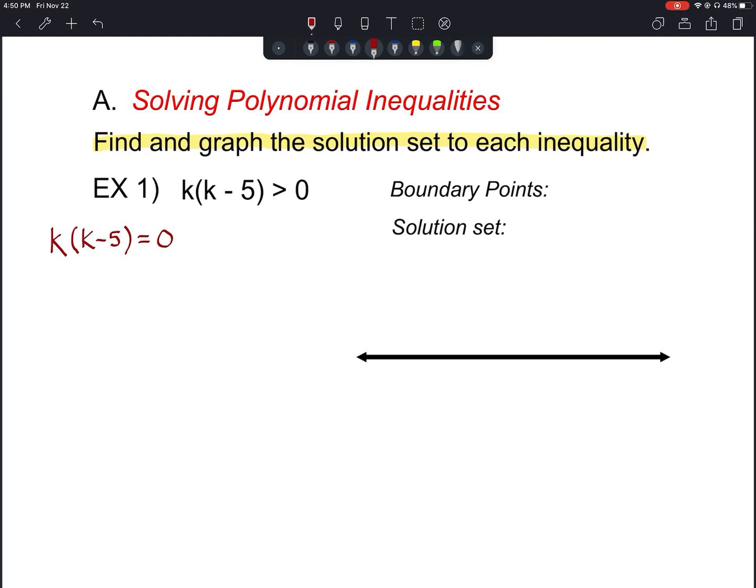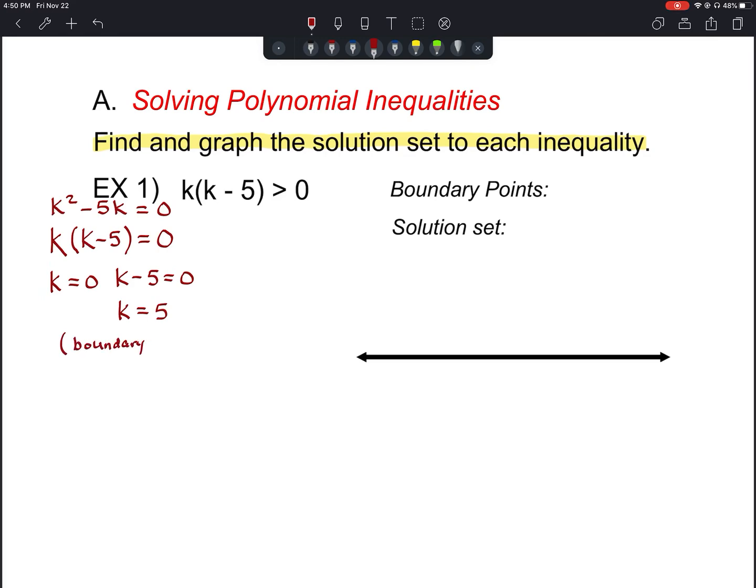Please don't distribute the k through, because if you distribute the k through here, you're not going to be solving it. You're going the wrong direction. That would have been k squared minus 5k equals 0. We don't need to go that way because then we would have to factor it. It's already factored, since k was the greatest common factor, so we'll set each factor equal to 0 and use the zero product property to get our answers. What these answers end up being are 0 and 5, and these are our boundary points.